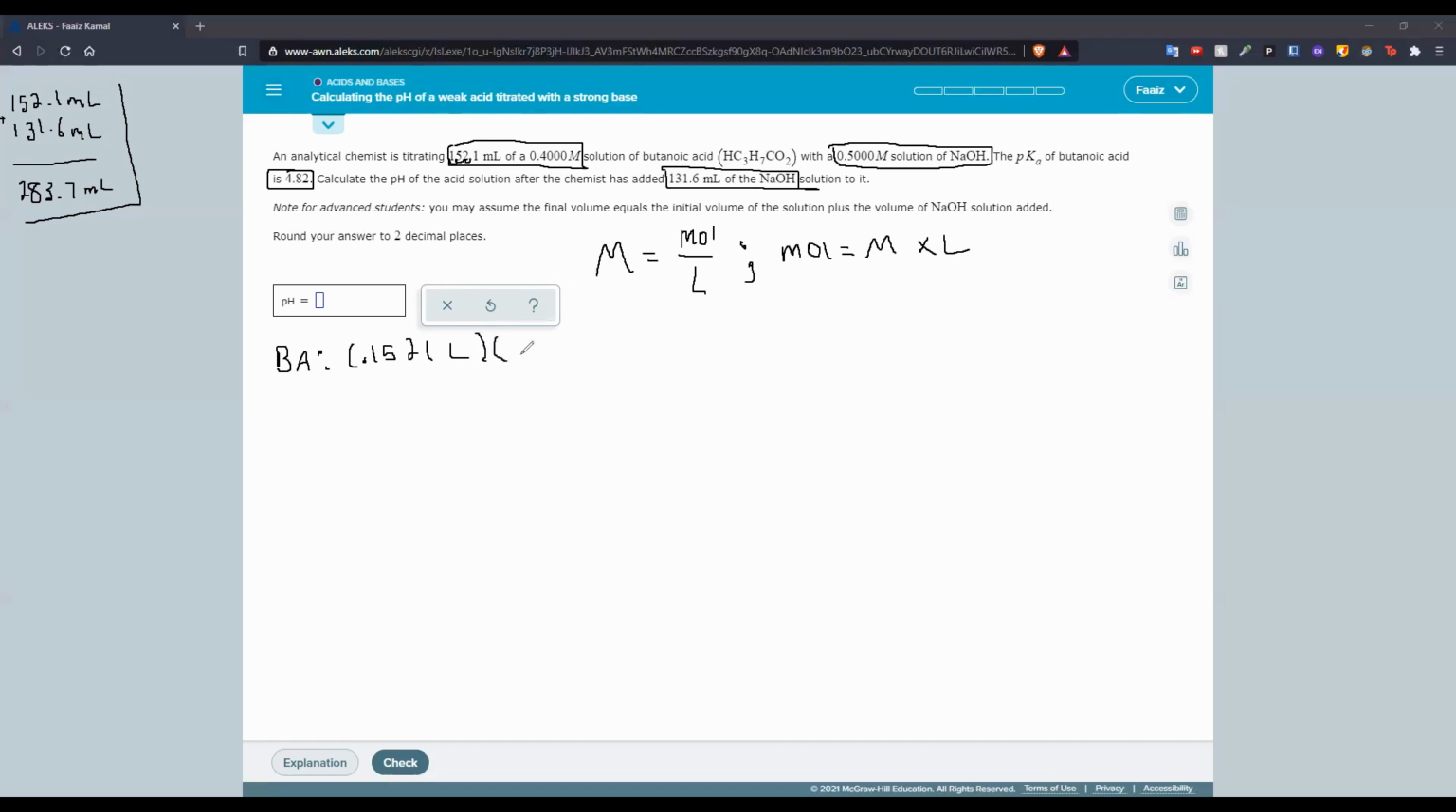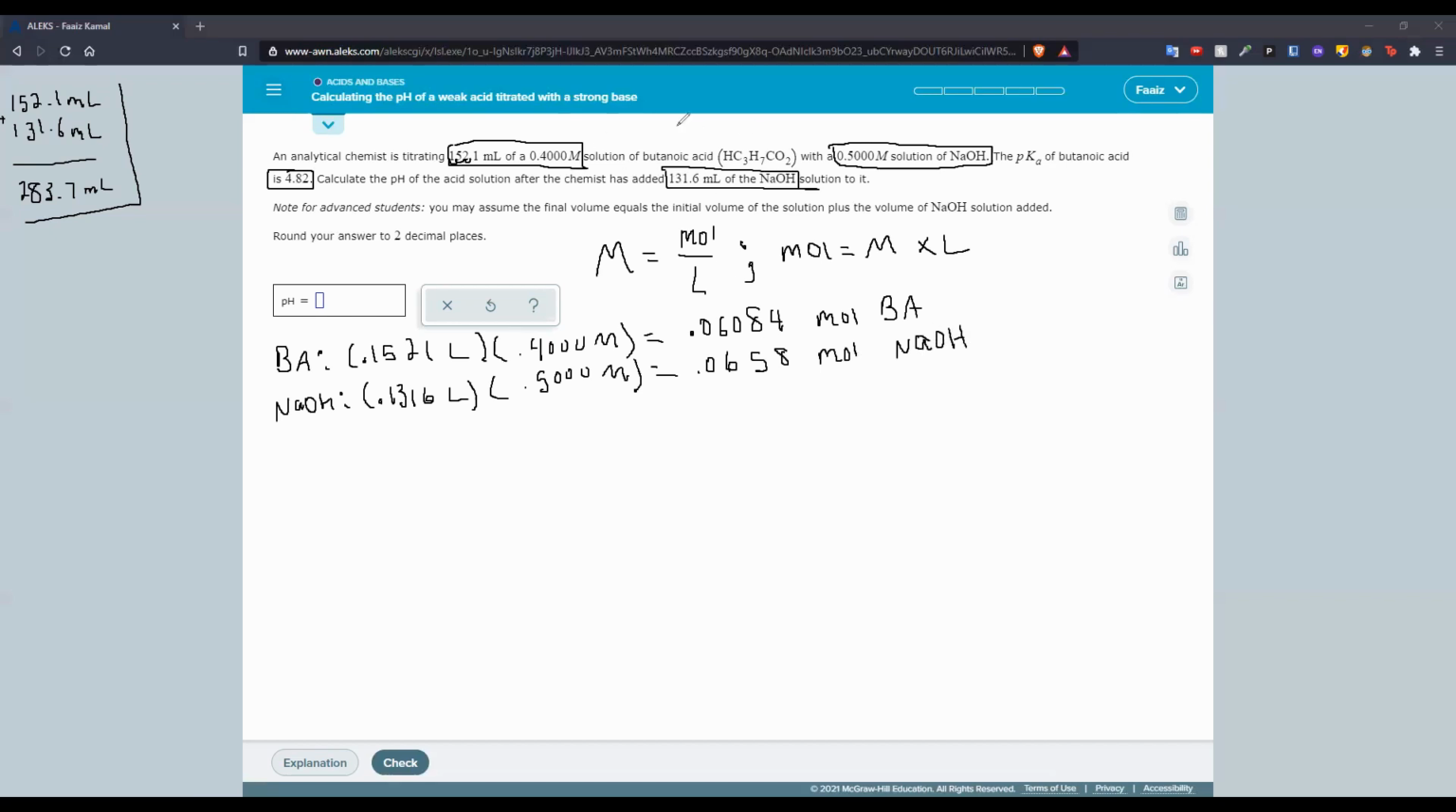And then you multiply by 0.4000 molar. And then for NaOH, you do 0.1316 times 0.500. And when you calculate that, you get 0.06084 moles of BA, and you get 0.0658 moles of NaOH. And then you gotta write the reaction.